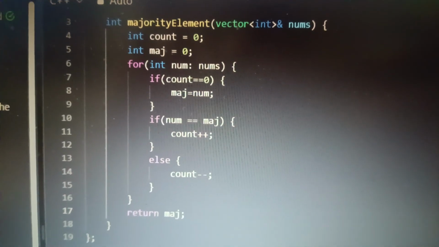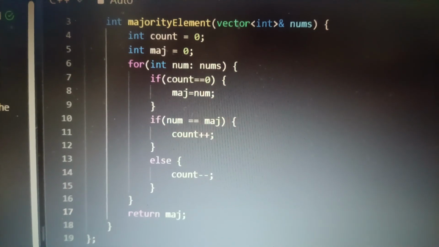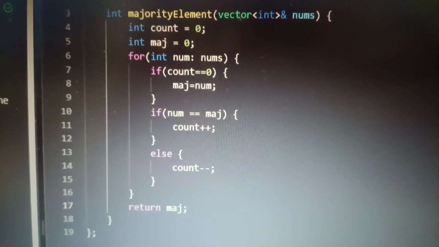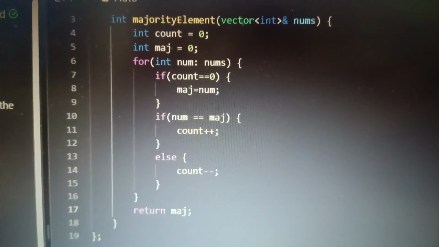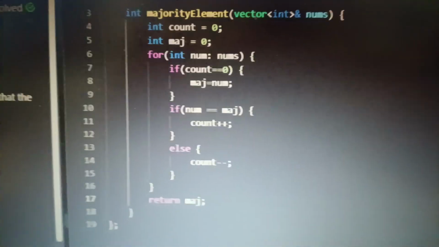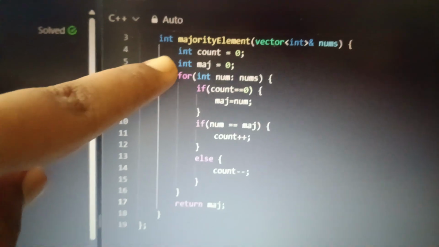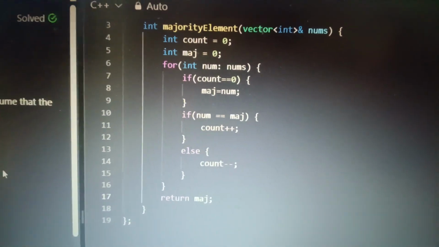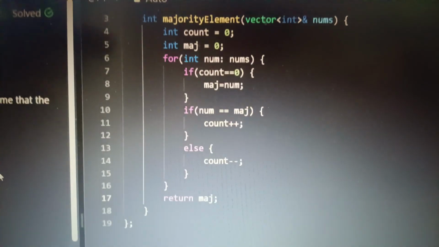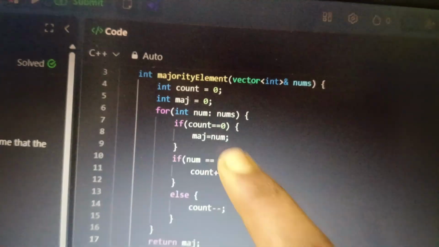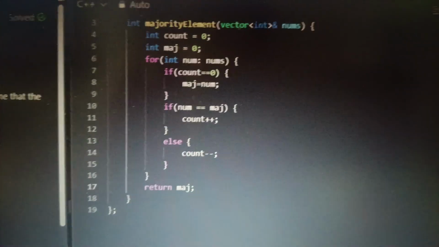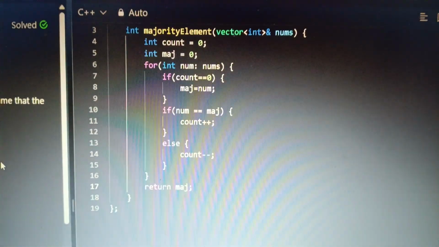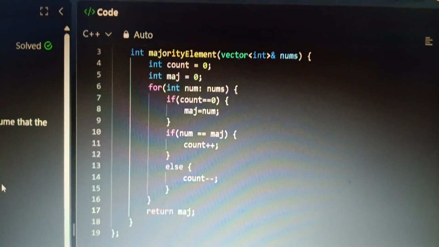And the solution that I have written for this particular question, number 169, majority element, goes this way. Initially I have taken count as 0 and then taken majority as 0, and I am running a for loop. Here we can write the for loop in this way also. I am not using int i equals 0 and an iterator. Instead I am just trying to use num here.